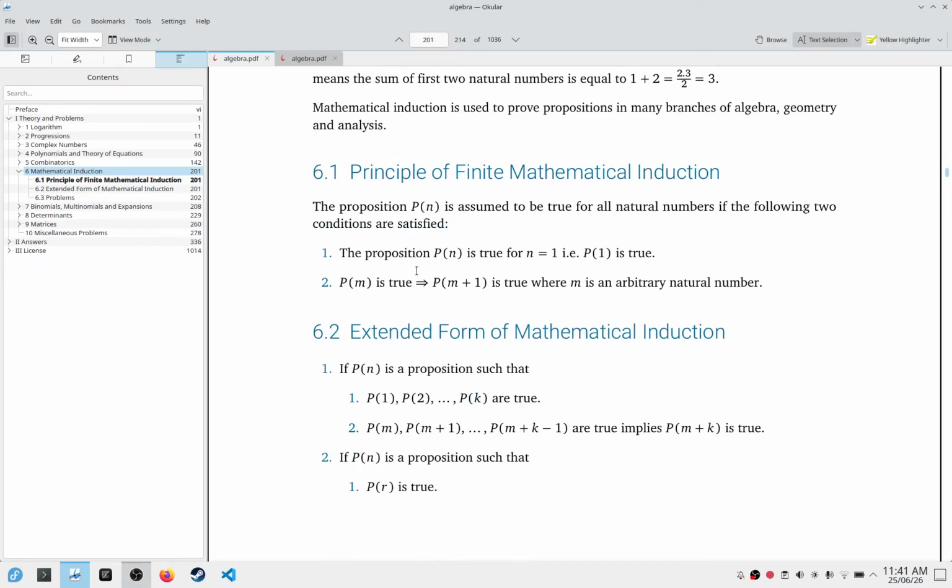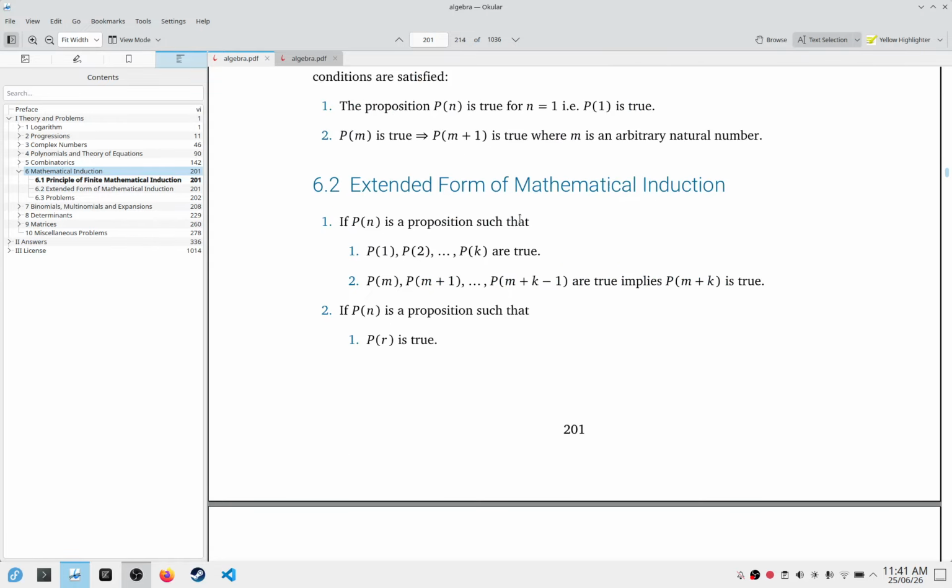So there are two forms of mathematical induction. One is finite mathematical induction. The proposition Pn is assumed to be true for all natural numbers if the following two conditions are satisfied. Pn is true for n equal to 1, that is P1 is true. And Pn is true implies that Pn plus 1 is true, where n is an arbitrary natural number. So if we can do this, then Pn is assumed to be true.